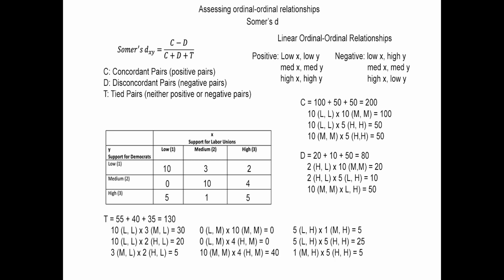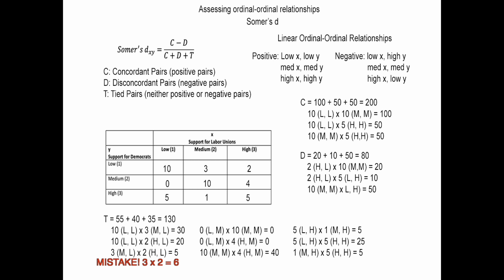Finally, we need to calculate our tied pairs. I should note here that tied pairs are calculated by multiplying cell entries across the rows, not cell entries down the columns. So here, to calculate my tied pairs, I'm going to multiply low x, low y against medium x, low y, low, low against high, low, and then medium, low against high, low. So for instance, looking at our first row, I'm multiplying 10 times 3 for 30, 10 times 2 for 20, and then 3 times 2 for 6. We do this for each one of our rows.